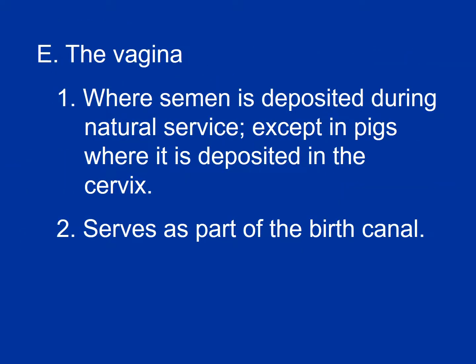The vagina serves several functions. It's the area from the vulva, the external genitalia, up to the cervix. And during natural service, it's where semen is deposited, except in pigs, where the semen is actually deposited right into the cervix. The vagina also serves as a birth canal.